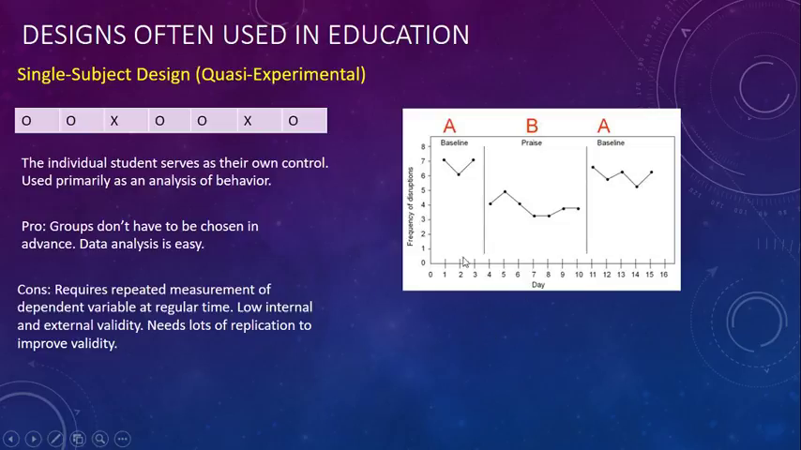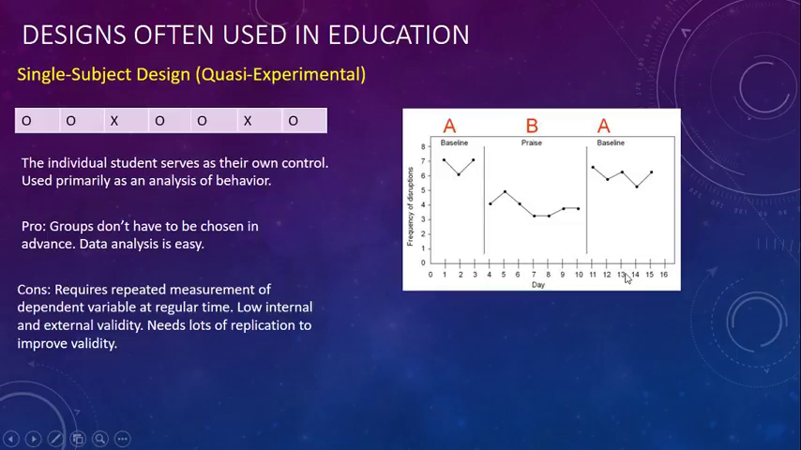What you do is you have to establish some baseline with the student. So that's one of the cons, right? Because you need to be able to measure that student over time with no treatment. Then you give them the treatment and you're hoping to observe a change. And then in this design here, they took away the treatment just to see if the student would return back to the baseline measurements.